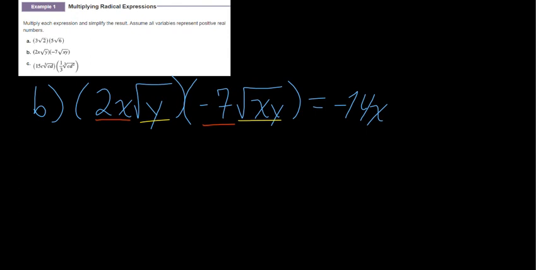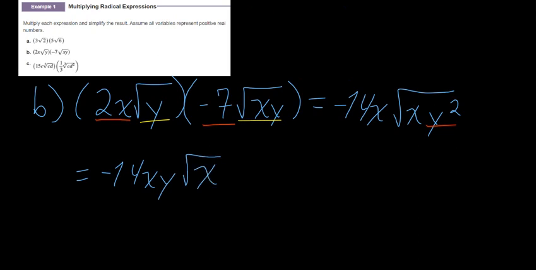Okay, then we're going to multiply the numbers inside the radical. Although I guess they're not numbers, they're variables, right? So it's going to be the square root of x y squared. And let's fix that x a little bit. Okay, well, we have a perfect square in there. The perfect square is y squared. So we know that that can be pulled out. What's the square root of y squared? Well, that's just y. So we're going to have negative 14xy on the square root of x. Okay, let's do one more just like that.